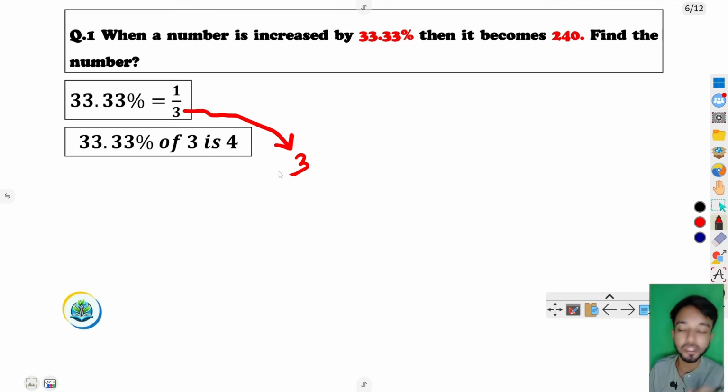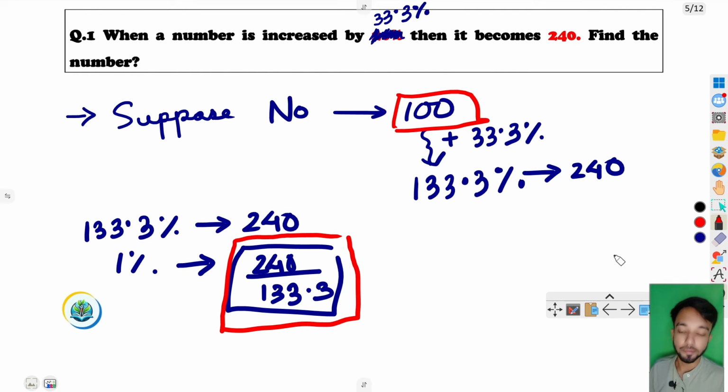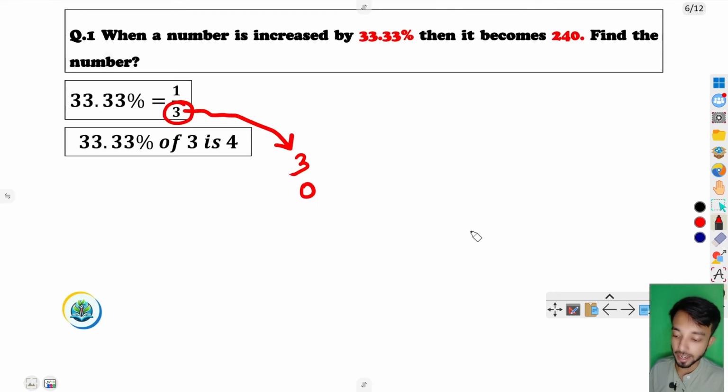Why have we assumed the number to be 3? Because it's in the denominator. Whichever number is in the denominator, you need to take it as the original number. There we took the original number as 100, but here we will take the original number as 3. So what will be the new number? The new number will be your 4.